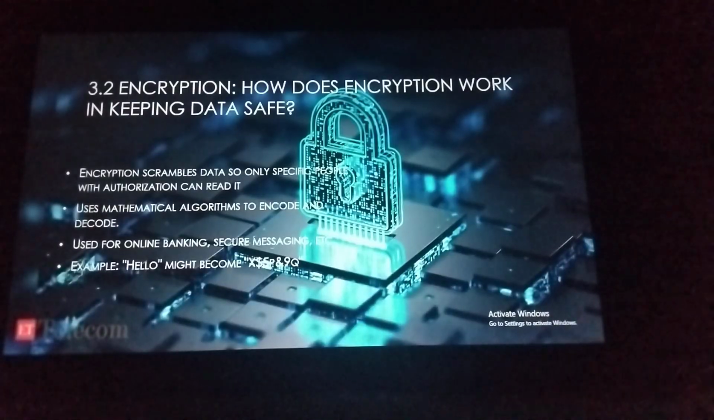Encryption. How does encryption work in keeping data safe? Encryption is like writing a secret code that only certain people can understand. It uses complex math to scramble words so that even if someone sees it, they cannot understand it. It is used to protect data.